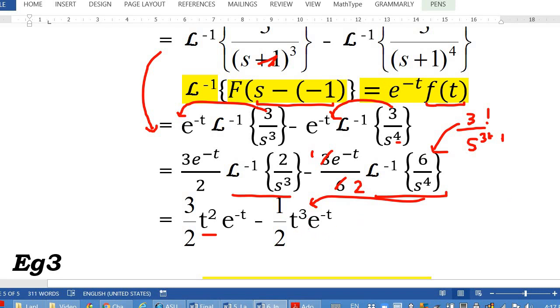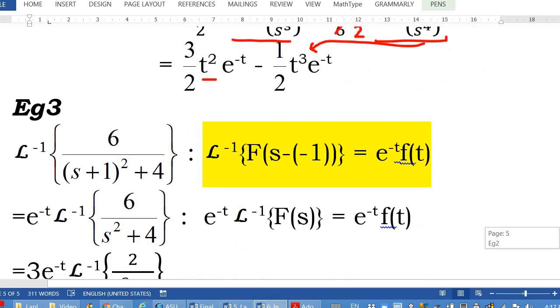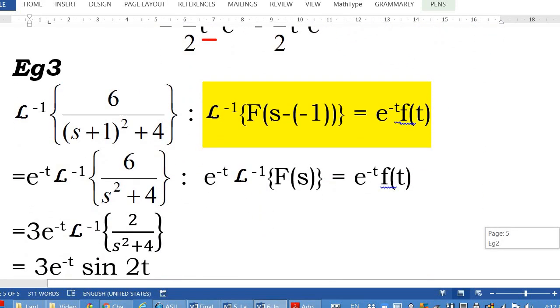Okay, and the third example: the inverse Laplace of 6 over (s plus 1) squared plus 4. Again, this (s plus 1) is in the form of the inverse Laplace of F(s minus negative 1). The result should be e^(-t) f(t). That's what you have here.